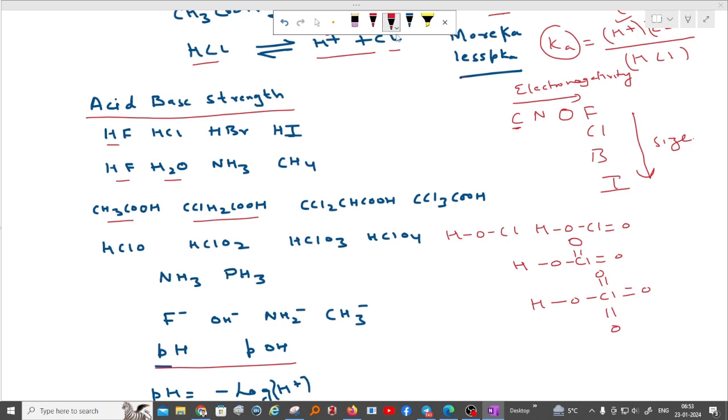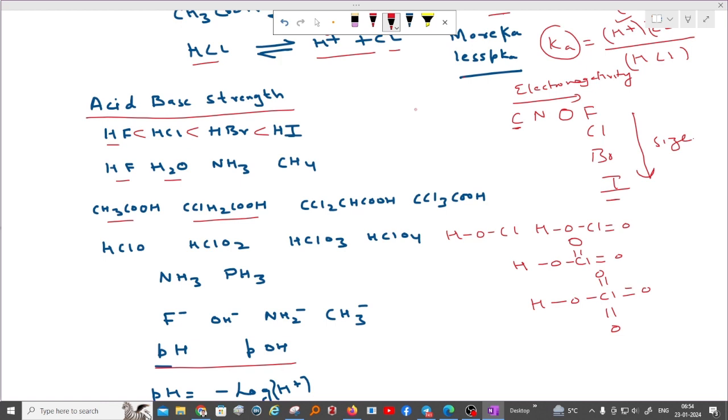So let's see, we have four acids, HF, HCl, HBr, and HI. If somebody asks which is the strongest acid among all these four acids, I will say that HI is the most acidic. Why? Because if you see in the periodic table, fluorine, chlorine, bromine, iodine, from top to bottom size is increasing, so iodine has the largest size, so it can donate the H plus ion very easily. So HI is the strongest and HF is the least strong among the four acids which are given.